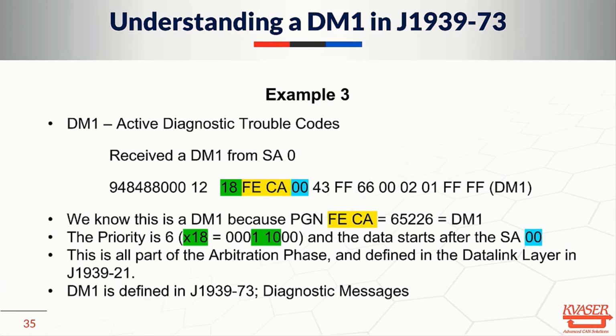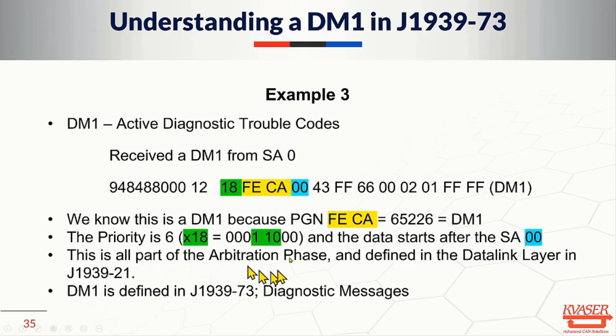Example number 3, DM1, diagnostic message 1, active diagnostic trouble codes. Here is what it would look like as reported, raw CAN data on the CAN bus. We know this is a DM1 because we know how to read the PGN, FECA, and we can go to the J1939 DA, digital annex, and find that it labels it a DM1. Also, the specification -73 will explain everything about a DM1.